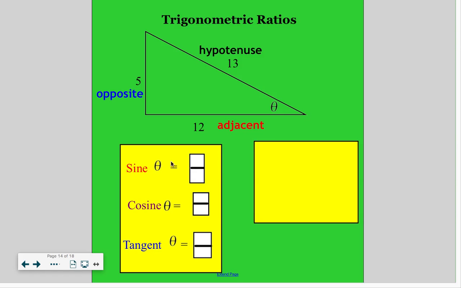So if I'm looking at, say, the sine of theta, I can see theta is located right here. Remember that sine is opposite over hypotenuse, and I actually have them all labeled for you here. So I would say that this is 5 over 13. And the cosine of theta, once again, theta is here. Cosine is adjacent over hypotenuse, which is going to be 12 over 13. And the last one, tangent theta. Tangent, once again, is going to be opposite over adjacent, so I would have 5 over 12.